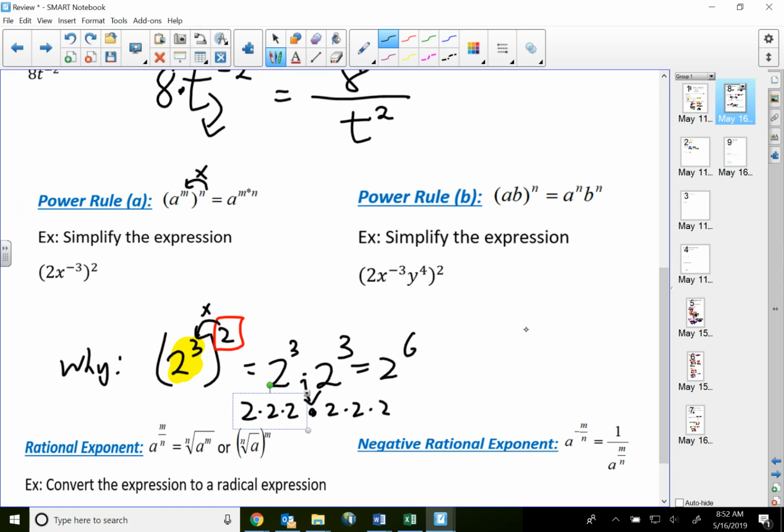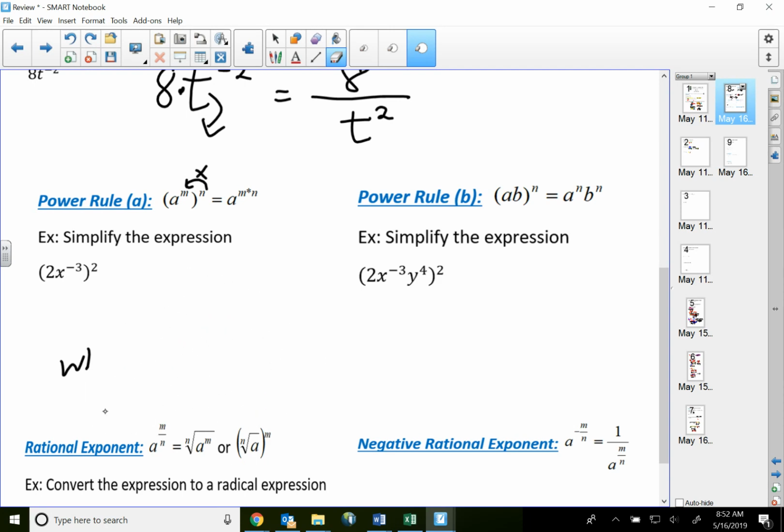So let me go ahead and explain this one right here so we can do both examples, okay? All right. Power rule B says if I have two different factors or more than one factor inside the parentheses, then the outer exponent will distribute its power, or multiply all the exponents that are on the inside. Now, keep in mind, this is a times b, so inside the parentheses is one term.